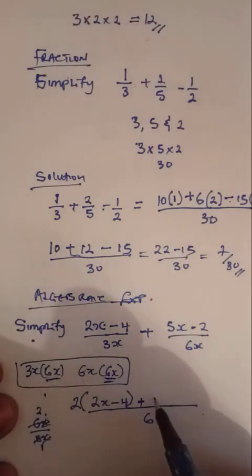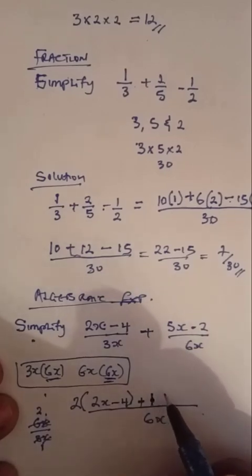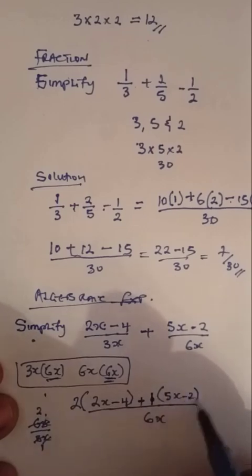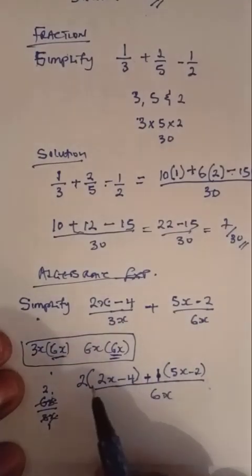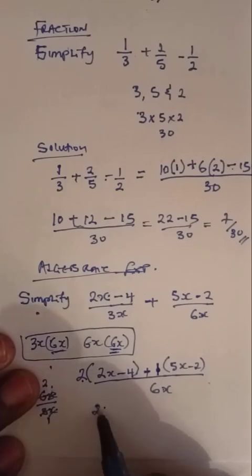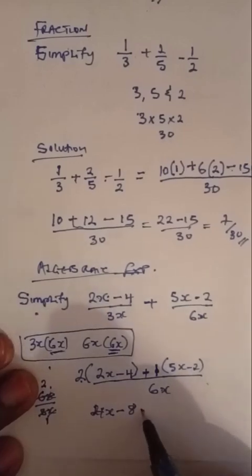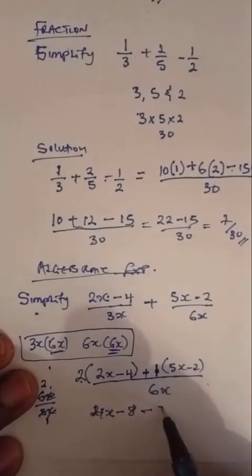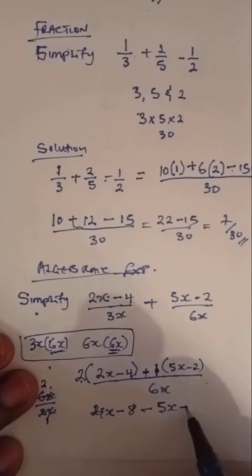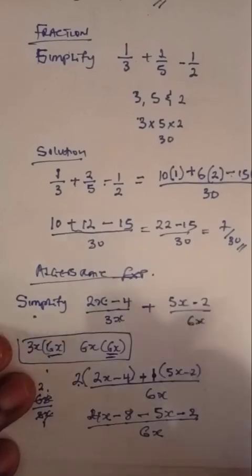Similarly to how we did it here, we have 1. If you want, you can write it, but you can ignore it. But I'm going to write it for the sake of those who may not understand. So we have 5x minus 2, and then we can now open this bracket. So 2 times 2x is going to give us 4x, and 2 times minus 4 is going to give us minus 8, and we're going to open this one, giving us 5x minus 2 all over 6x.